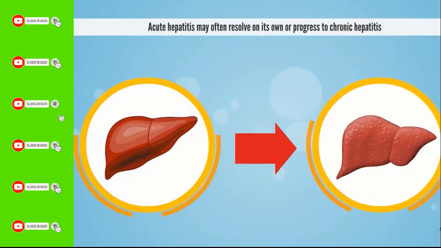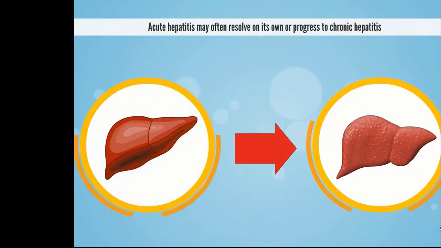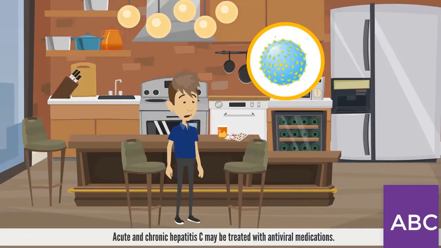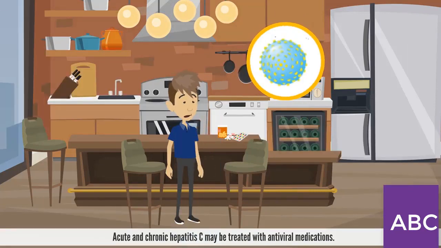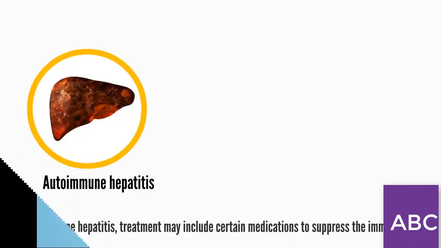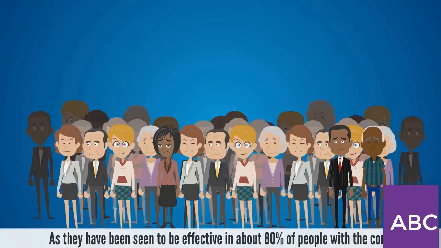Untreated patients can rapidly progress to liver failure or liver cirrhosis, and that is why it is very important to carry out treatment as soon as possible. Acute and chronic hepatitis C may be treated with antiviral medication to avoid progressing to liver cirrhosis or liver failure. In autoimmune hepatitis, treatment may include medication to suppress the immune system, as it has been seen to be effective in about 80% of people with the condition.